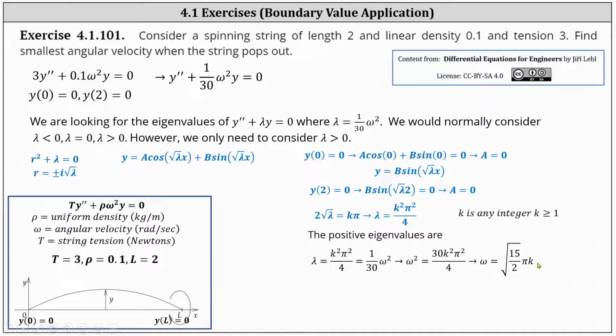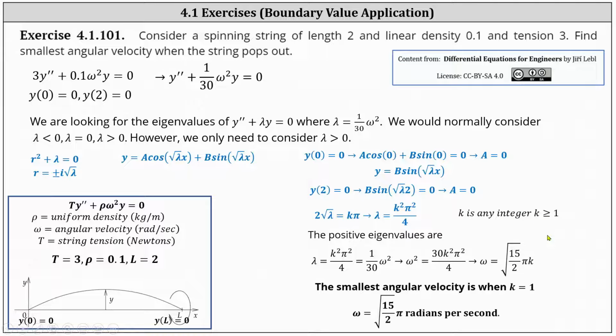From here, because we're looking for the smallest angular velocity when the string pops out, we select the smallest value of k, where k is an integer greater than or equal to 1. So we let k equal 1, and therefore the smallest angular velocity when the string pops out is square root of 15/2 times pi radians per second.